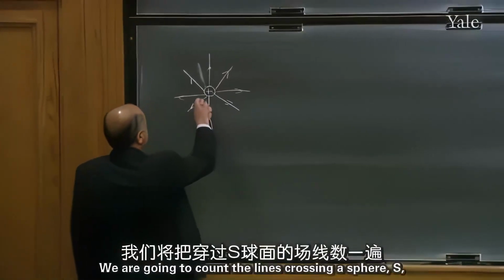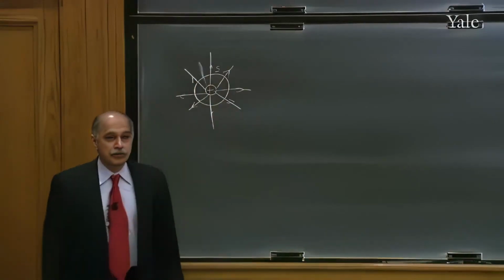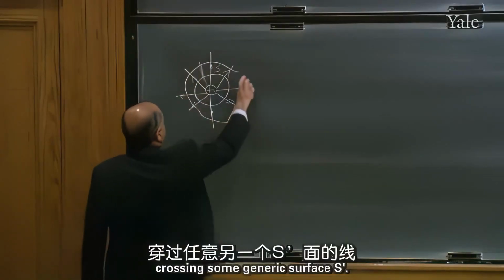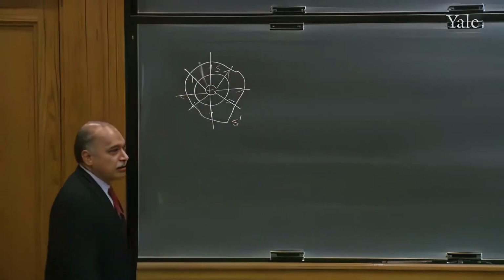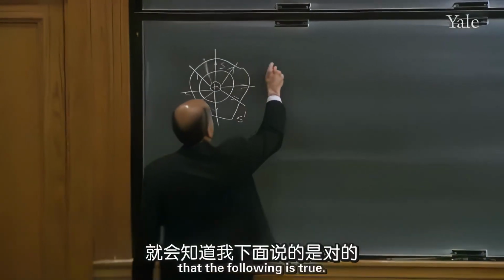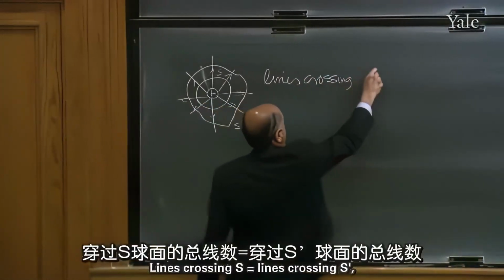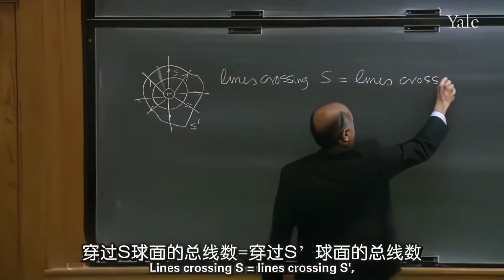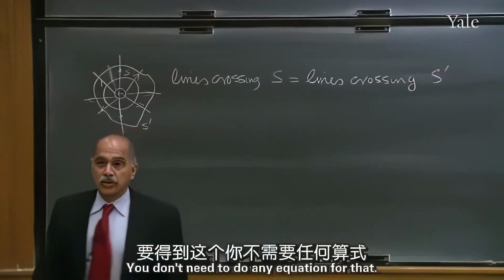We are going to count the lines crossing a sphere S, and we're going to count the lines crossing some generic surface S prime. Now you can see at a glance, without doing any calculations, that the following is true. Lines crossing S equals lines crossing S prime. Right? That's clear to everybody. You don't need to do any equation for that.